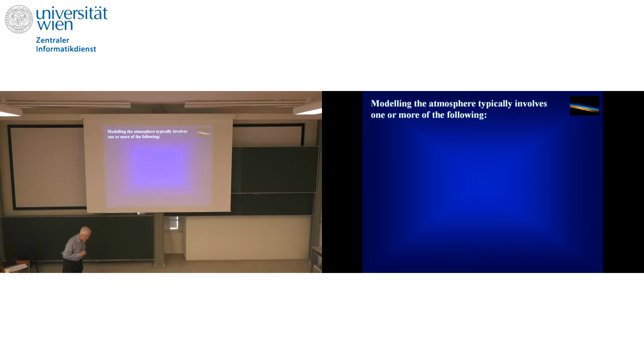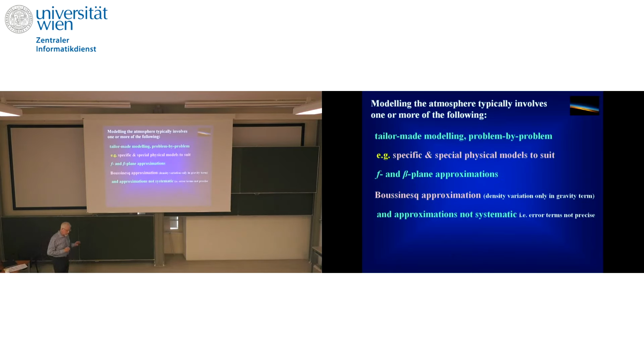If one looks at the literature, one finds that, from my point of view, it seems a rather haphazard approach. So quite typically, one would analyze a very, very specific problem and try and construct a model for that particular problem, a particular phenomenon within the atmosphere. So specific and special models chosen to suit a particular calculation. There may be geometric simplifications, the F-plane or beta-plane. There may be some measure of compressibility via the Boussinesq approximation, which is then used in the gravity term only.